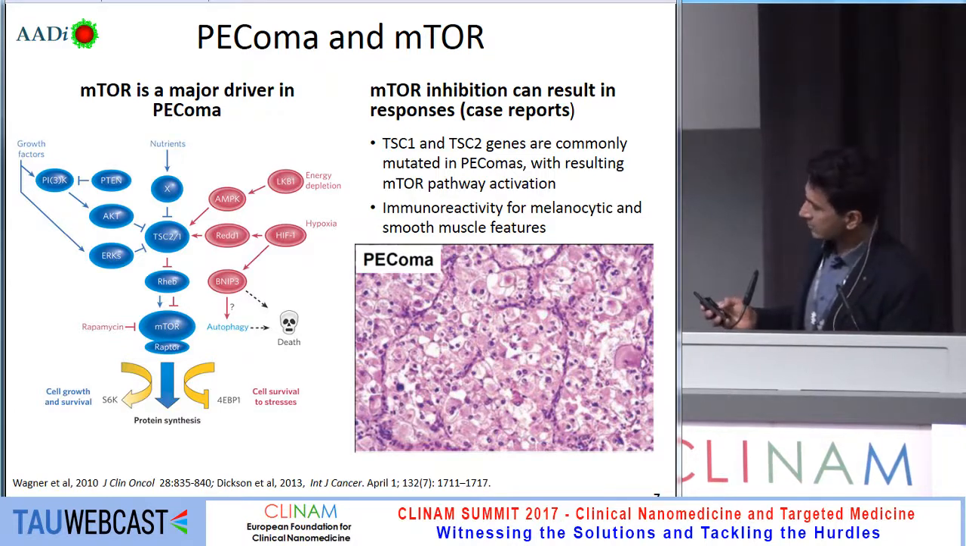It has no specific organoid features, but the importance is that it has a very sort of dual immunoreactivity of melanocytic and smooth muscle cell features. So it's a very unique disease.